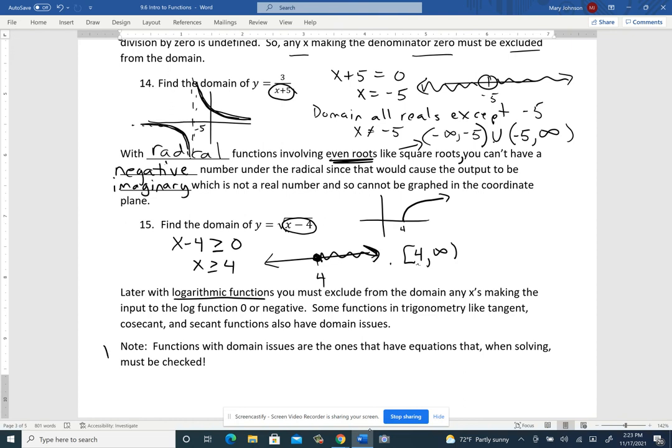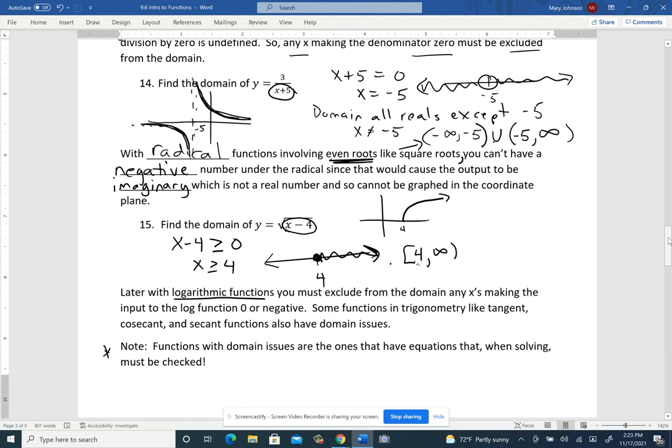And then I think it's interesting to note that functions that have domain issues, functions where the domain is not all real numbers, where you have exceptions, those are the functions that you have to check. You must check your answers when you solve an equation that's rational, or when you solve a radical equation. You have to check your answers. And later when you do logarithms, you could do all your algebra correct, but you have to check your answer to make sure that it works in the original problem. It's the ones with domain issues where you have to do that.